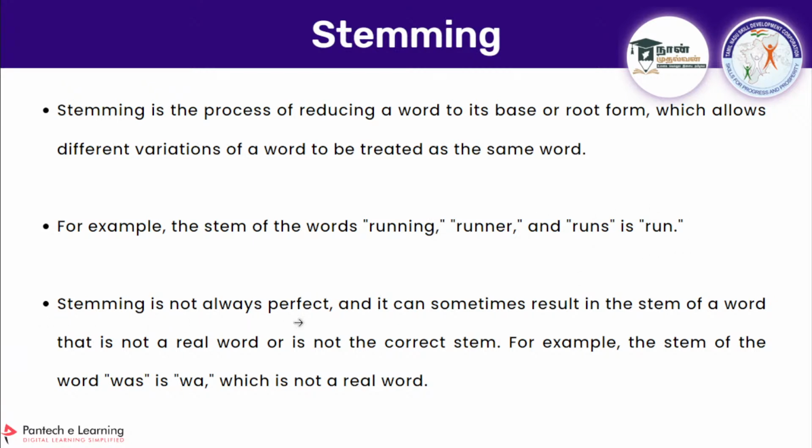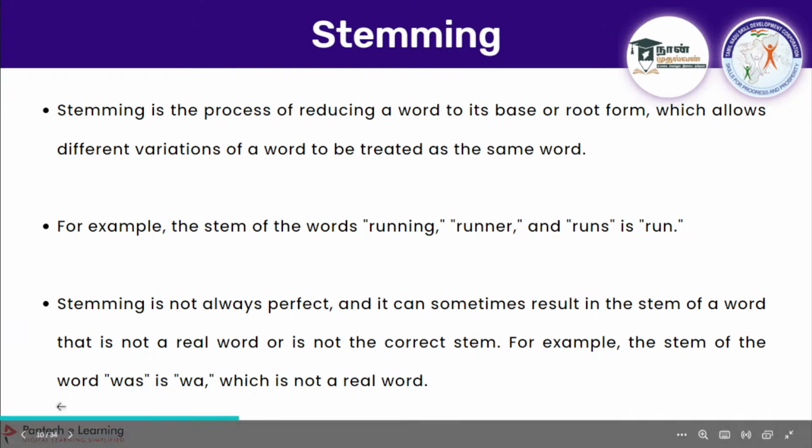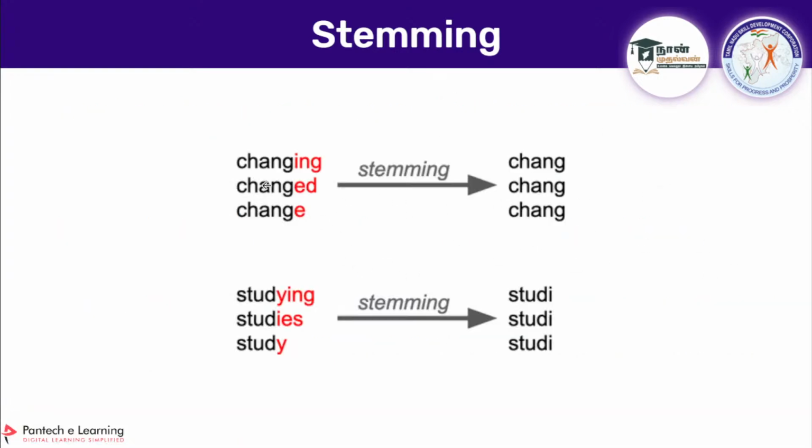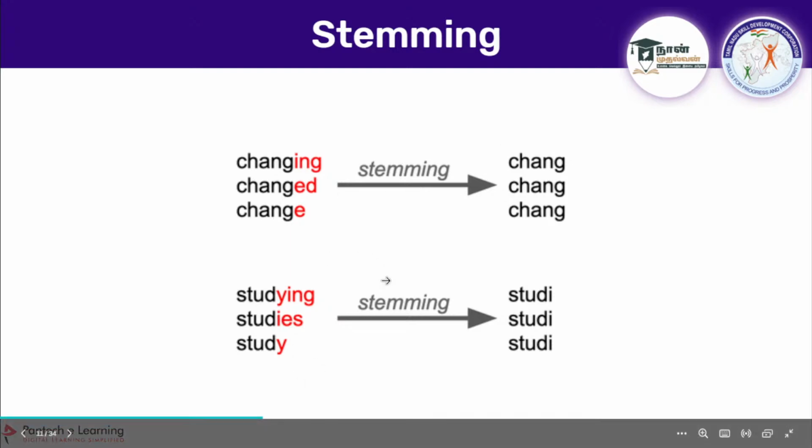So stemming is not always perfect. Okay, when you go for stemming, it is not always perfect, and it can sometimes result in a stem word which is not even a real word. For example, the stem of the word was is wa, which is not actually a real word, right? So when you perform the stemming, you will get a stem word which may or may not be a real word, but you will try to find the base word among these different variations. That's what stemming will do. For example, see here, changing, changed and change are converted into this format, and for example in this one also.